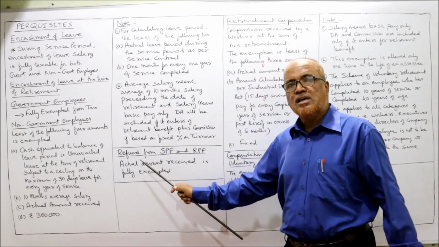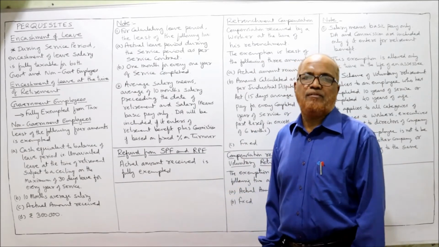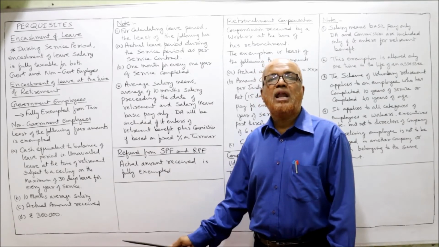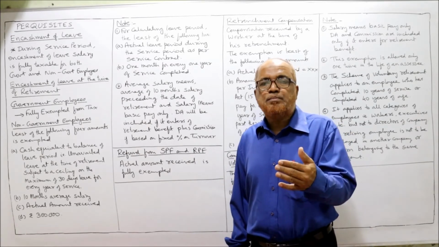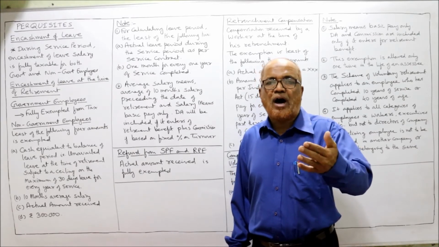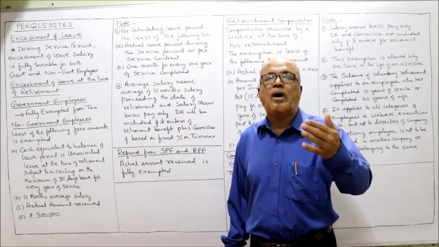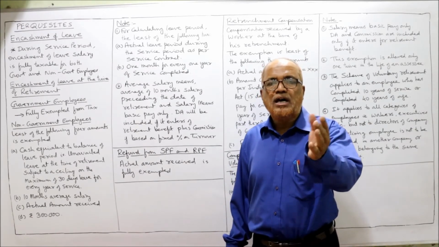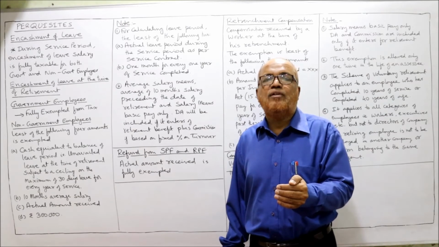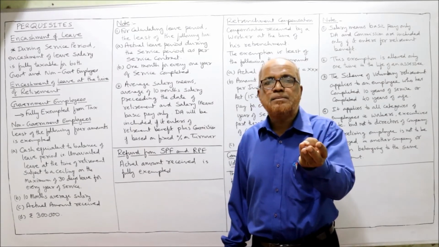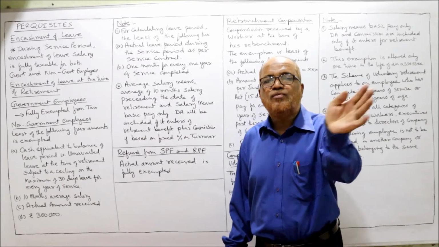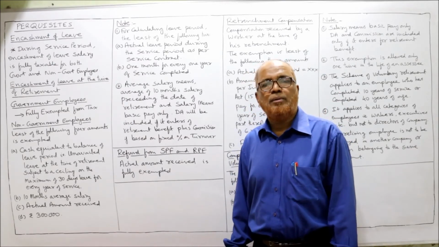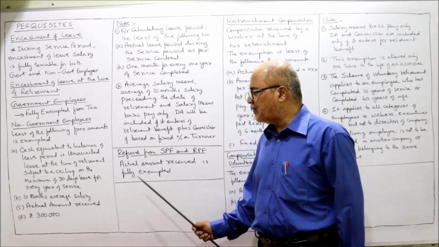Now next one is refund from SPF and RPF. Statutory Provident Fund, SPF, and Recognized Provident Fund, RPF. So what is this Provident Fund? What is SPF, RPF, PPF and URPF? All these things I'll explain in the next video. But right now remember one point, refund received at the time of retirement from SPF or RPF is fully exempted for everyone, for government employees as well as non-government employees. The refund from SPF, RPF is fully exempted.